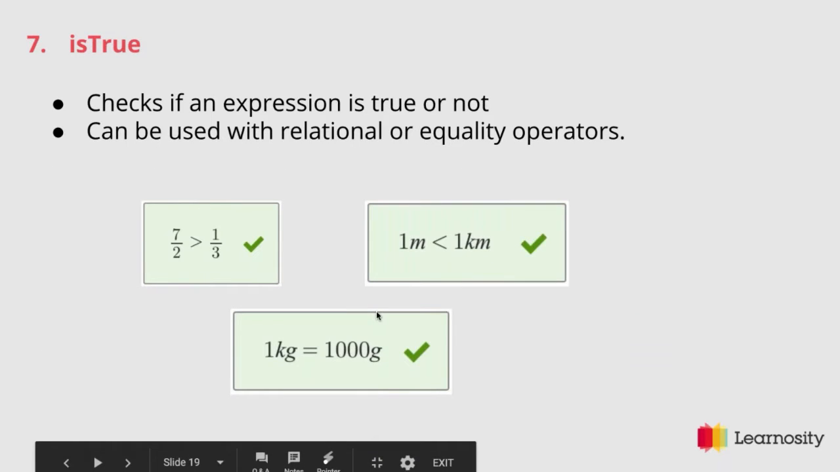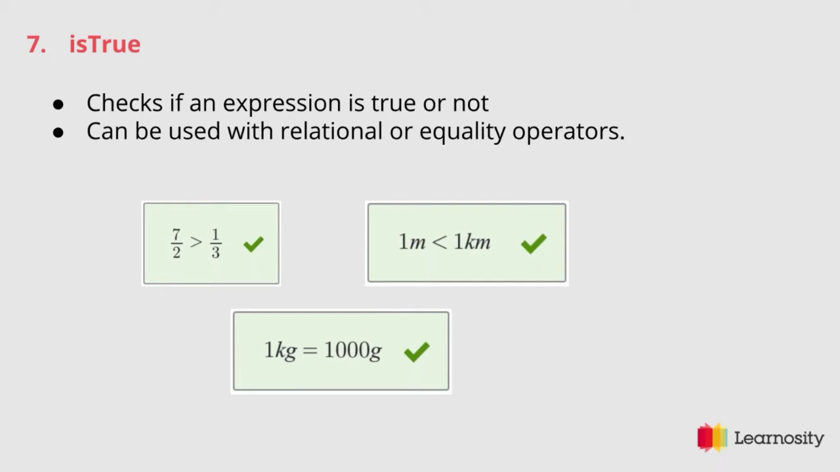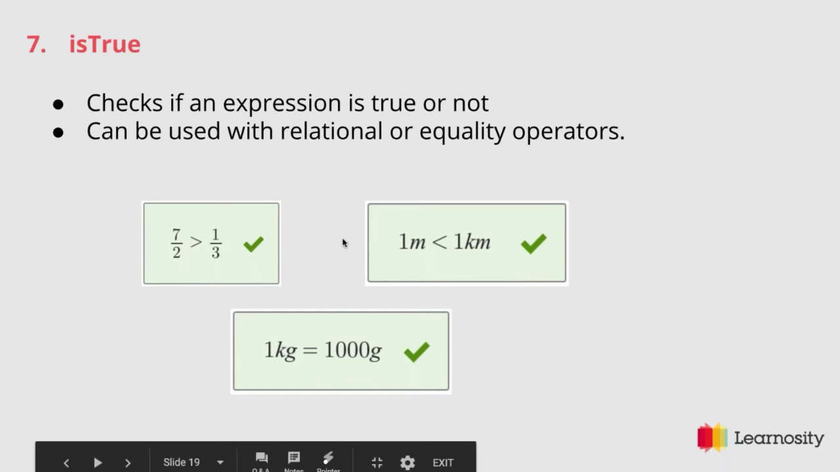Okay. Number 7 now is true. This one is a little bit different. It just checks if an expression is true or not. You can use it on its own and it will just accept anything at all that's true, that's correct. You can use it with relational or equality operators. So if you want the student to enter an expression using a greater than symbol, less than symbol, equal symbol, whatever, you can use it here and it'll be able to check if it is correct.